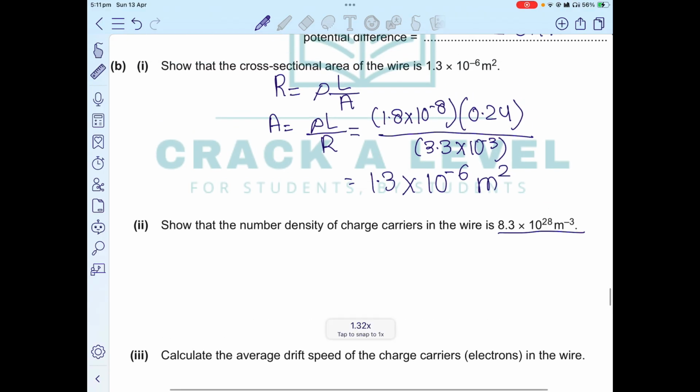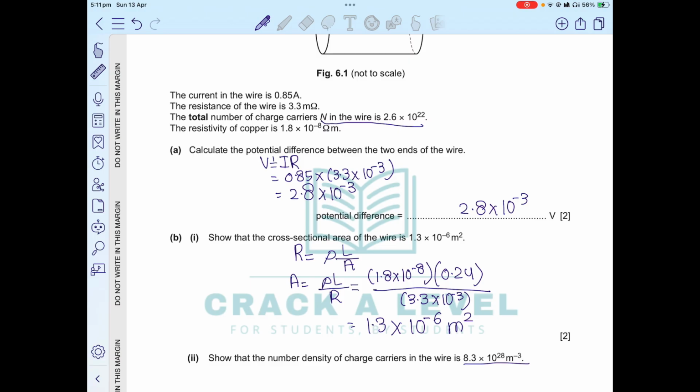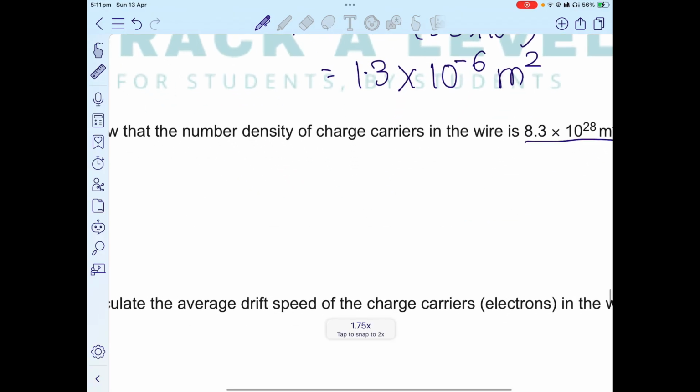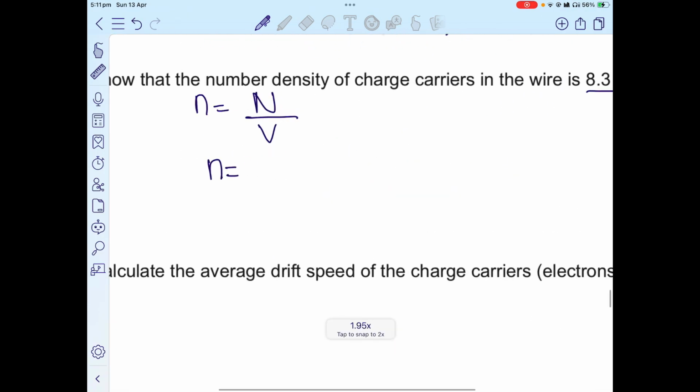Show that the number density of the charge carriers is 8.3 × 10²⁸. The number density basically means that when you have the total number of charge carriers, 2.6 × 10²², you divide that by the volume, to get the number density. That tells you the number of charge carriers per unit volume of that material. The number density n is given by the capital N, the total number of charge carriers, divided by the volume V. The total number of particles is 2.6 × 10²².